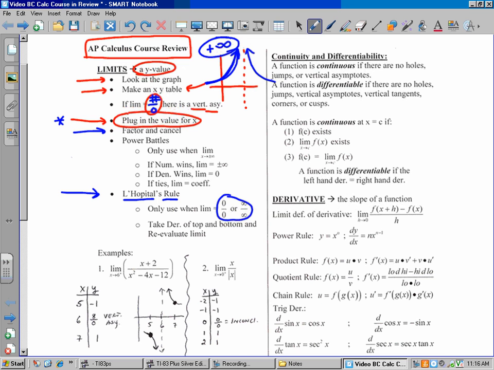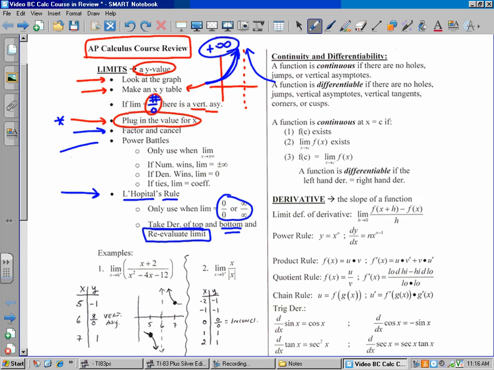What's L'Hopital's rule? Well, you take the derivative of the top part of the fraction, and then you take the derivative of the bottom part of the fraction. It's not the quotient rule. You just take the derivative of the top part by itself, and then you take the derivative of the bottom part by itself. You get a new function, and then you simply reevaluate the limit.